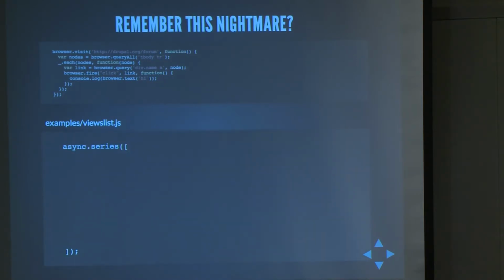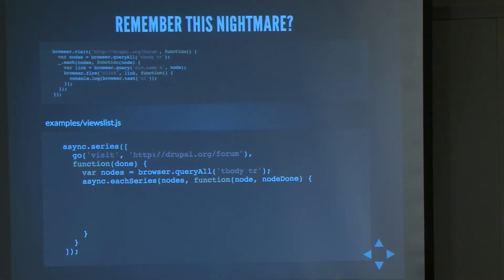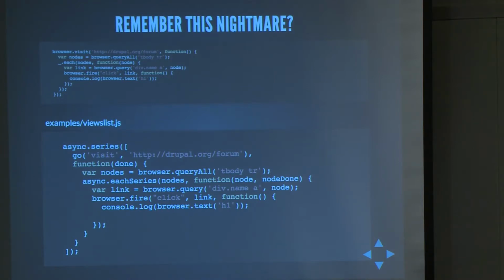So in here, we're going to do another series. We're going to go visit Drupal.org forum. We are going to pass another callback function, because what we're going to do here is get the list of nodes and iterate over each one of them. And to do that, we have to use another async method. So here we are getting the nodes. And this new method is called async.eachSeries. This is what we use instead of the each, but what's cool about this is it does it using asynchronous process flow. So what you do is you pass in the series you want to iterate over, and it provides a callback function, which is the node that it's currently on, and then a callback function for you to call when you're done processing that one item. So we're going to get the link, we're going to fire click, we're going to console log the text of h1, and then we're going to say, OK, we're done processing that, and now we're done with this.